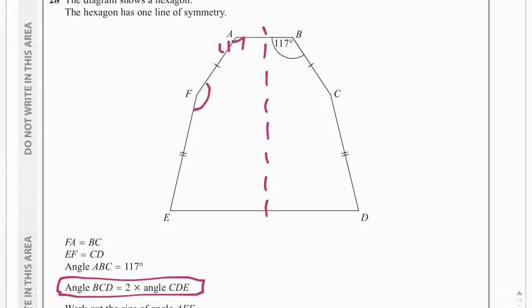So BCD, which is B to C to D, this one, is double CDE, this one here. So if this one's x, this one up here would be 2x. And again, that means this would be 2x, and this one down here would be x as well, because obviously there's that line of symmetry. So if we can work out what all these x's add up to, then we can figure out what one of them is. Now if we count them all up, we've got 2, 4, 5, 6 x's. So I just need to know, what do those 6 x's add up to?